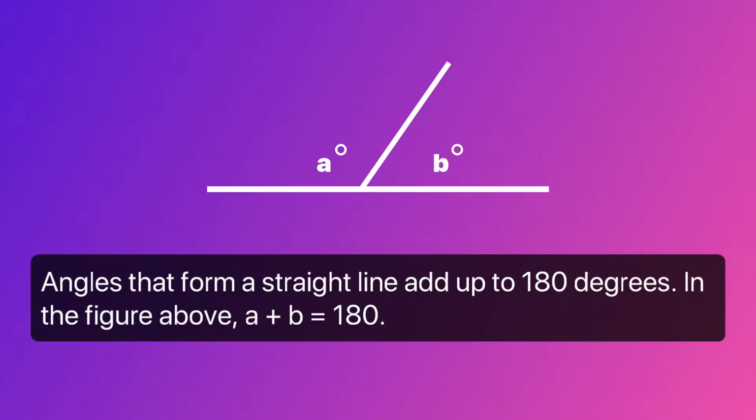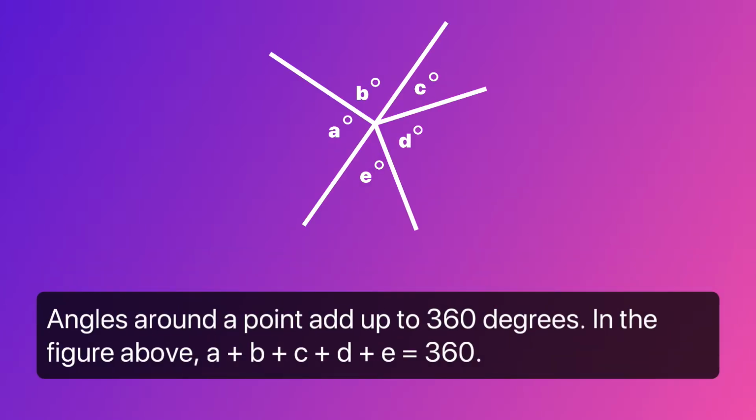Angles that form a straight line add up to 180 degrees. In the figure above, A plus B equals 180. Angles around a point add up to 360 degrees. In the figure above, A plus B plus C plus D plus E equals 360.